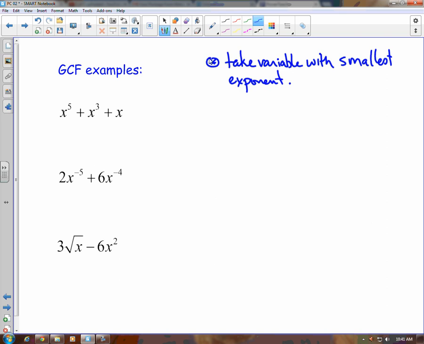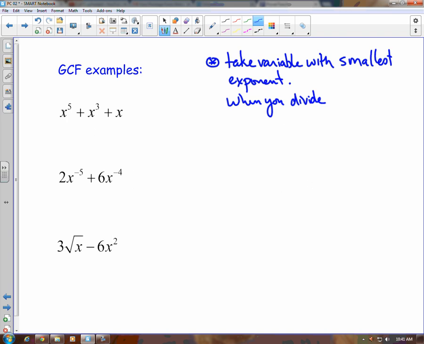Right? So hopefully that's nothing new. But this is the concept to really reinforce. You take the variable, or actually it's not so much the variable, but the factor with the smallest exponent, and then when you divide, what do you do with those exponents?